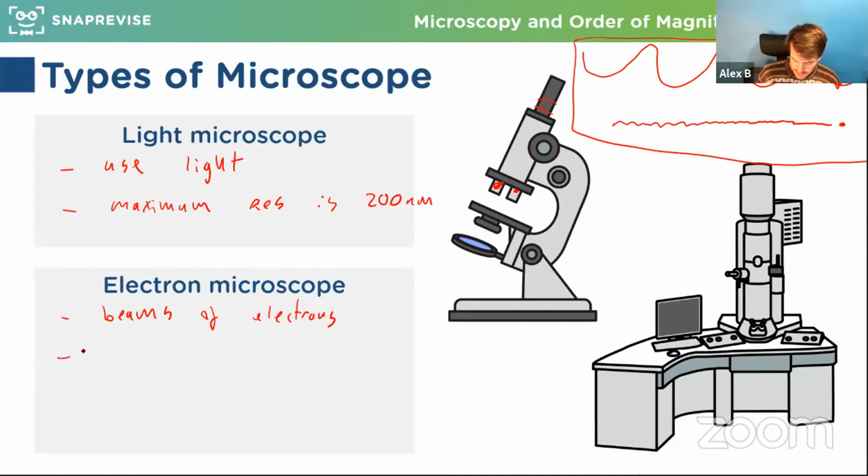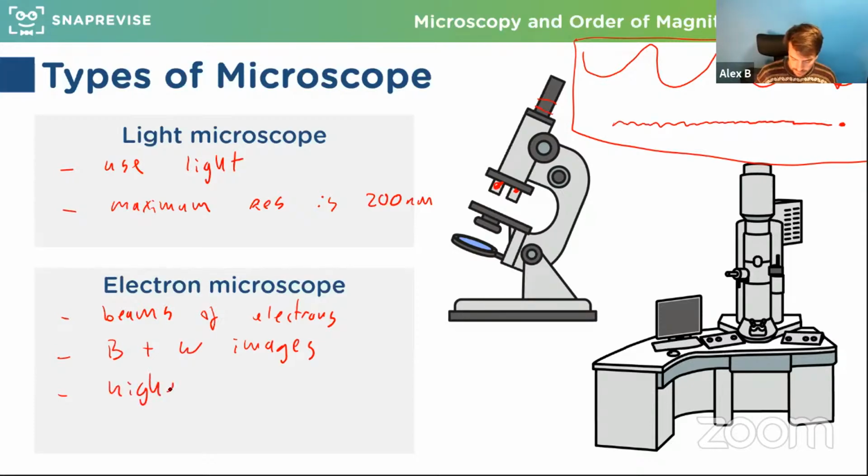So beams of electrons give us black and white images. You can add color to these afterwards. So sometimes you see really nice electron images that have got false color added. You can do it on a computer afterwards.